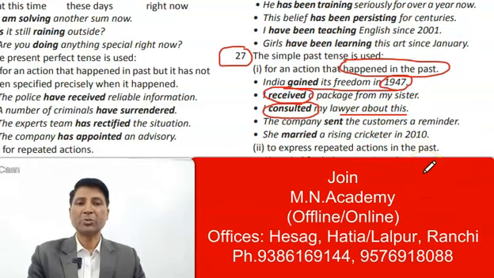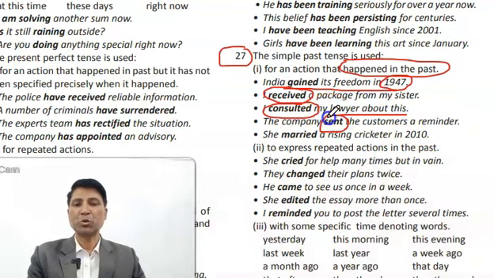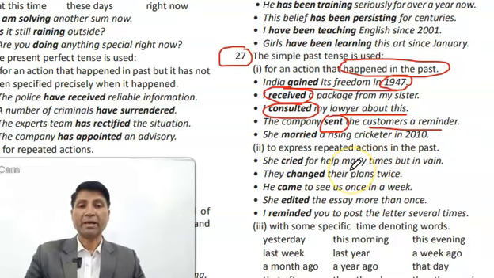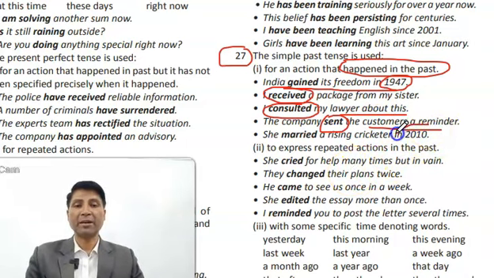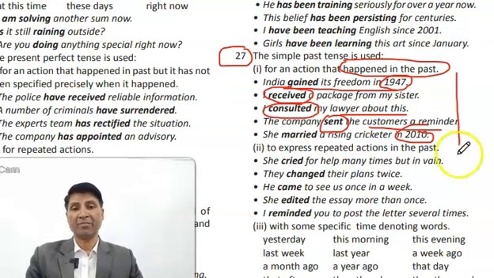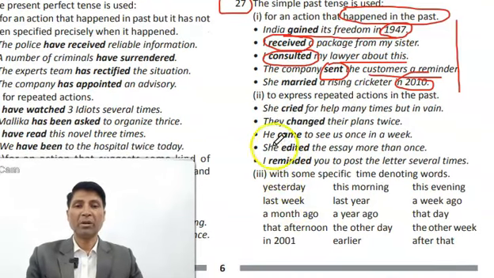The company sent the customers a reminder. So this verb sent shows that the action of sending the reminder was done in the past, though the date is not mentioned. She married a rising cricketer in 2010. So here the year of marriage is mentioned, which is 2010. So what we can understand from this discussion is that the simple past tense is used for an action that happened in the past, and in some cases the specific time may not be mentioned, and in some it will be given.